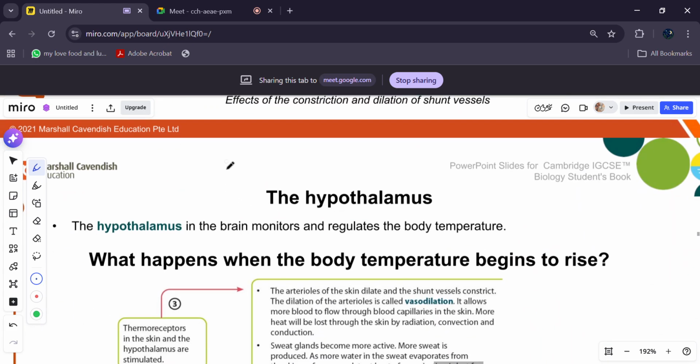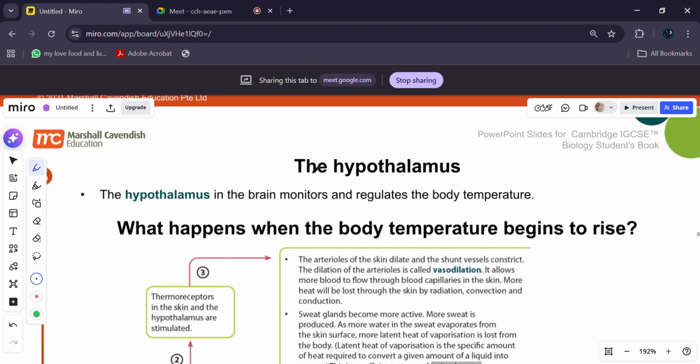Now we're going to be talking about the hypothalamus. Remember when I talked about the hypothalamus and I said it was one of the most important endocrine glands in our body. The hypothalamus in the brain monitors and regulates the body temperature. The amount of hormones that are secreted by the glands is decided by the hypothalamus. The hypothalamus decides how much of a hormone will be secreted by the gland.